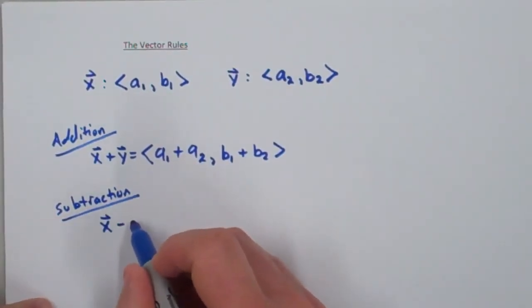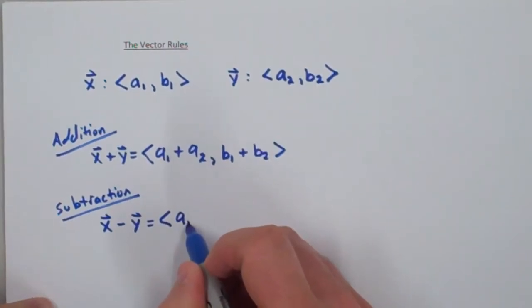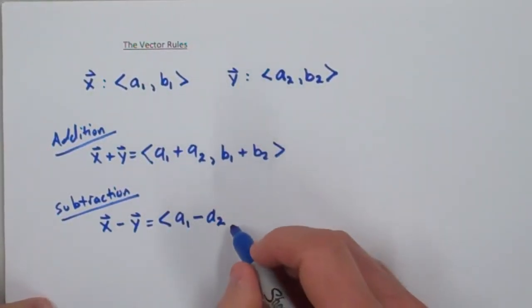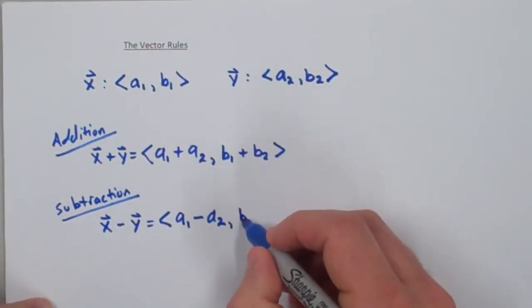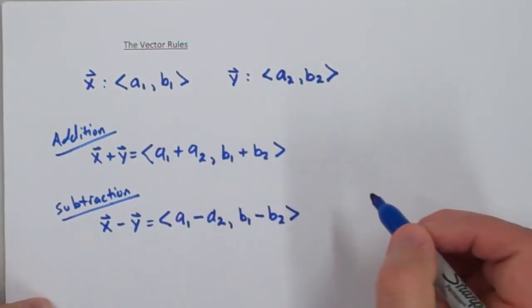So if we have vector x minus vector y, that's going to be the x components subtracted, so a sub 1 minus a sub 2, and then the y components, b sub 1 minus b sub 2.